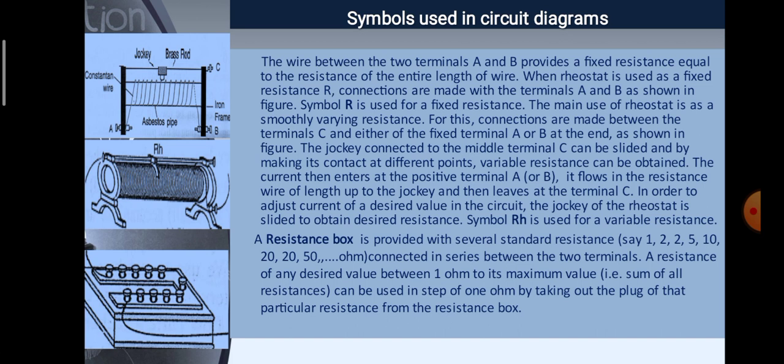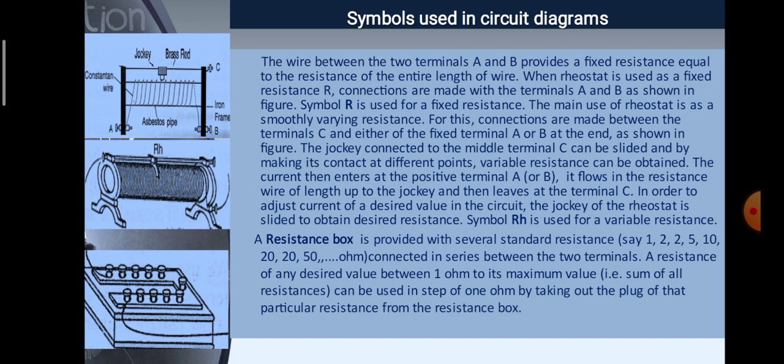The jockey connected to the middle terminal C can be slid or glided, and by making its contact at different points, variable resistance can be obtained. The current then enters at the positive terminal A or B. It flows in the resistance wire of length up to the jockey and then leaves at the terminal C. In order to adjust the current to a desired value in the circuit, the jockey of the rheostat is slid to obtain desired resistance. Symbol RH is used for a variable resistance.